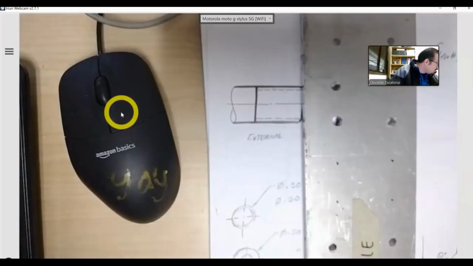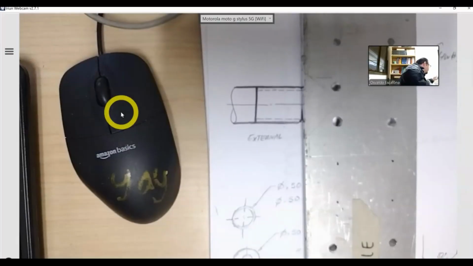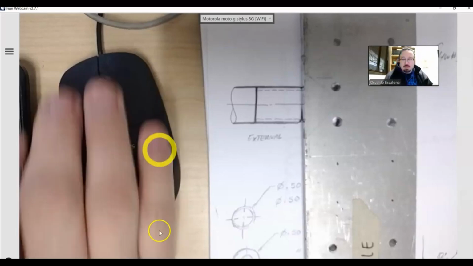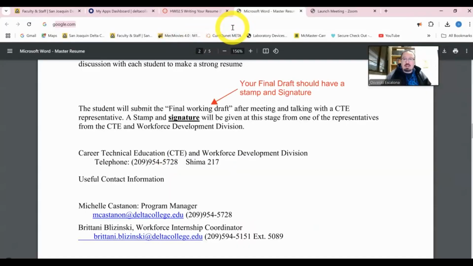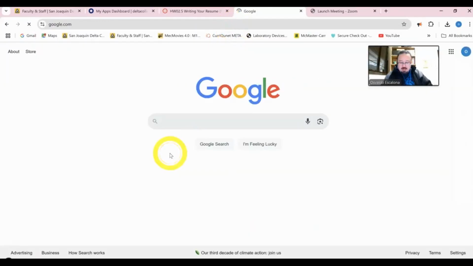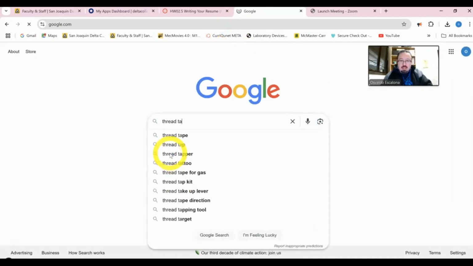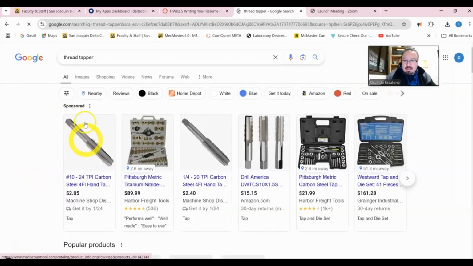I get myself a tapper somewhere. I don't have a tapper. Let me see if I can find one. Somebody took my tapper away. Let me see if I can find one online. What is a tapper? So let's say thread tapper. Boom. And put it there. Let me go to the images so you can see a little bit better.